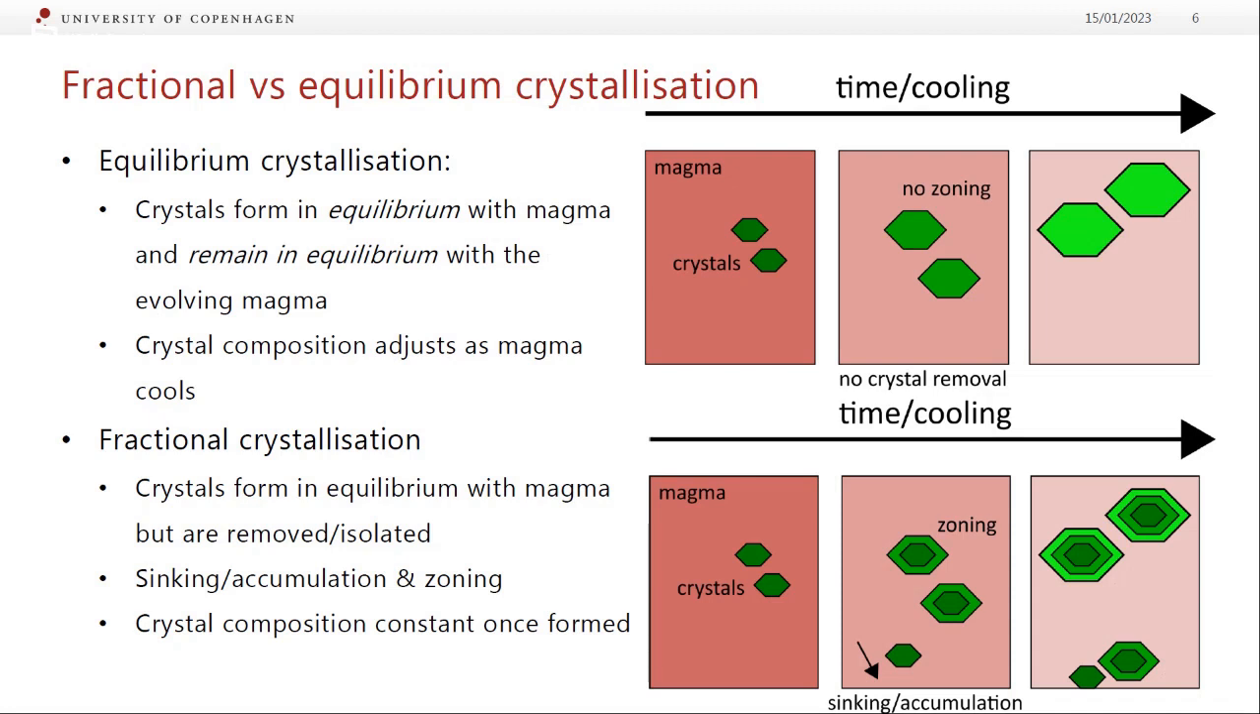So for fractional crystallization, the crystal composition should be constant after it forms, and we basically just grow new zones, or we dump it out and then we grow new layers of cumulate. So this is much more realistic for a lot of crystallization, but it's very hard to replicate in experiments, which is why we use the equilibrium crystallization for the phase diagrams.